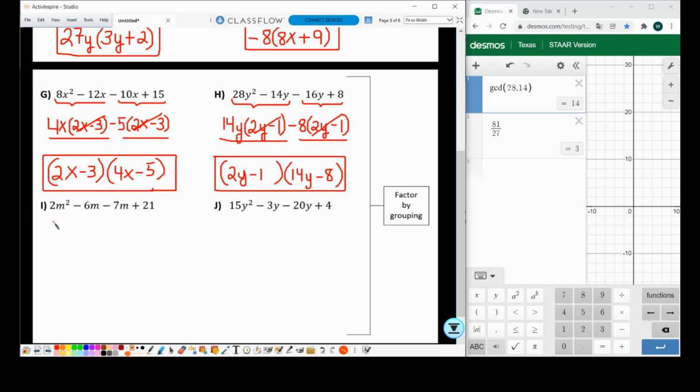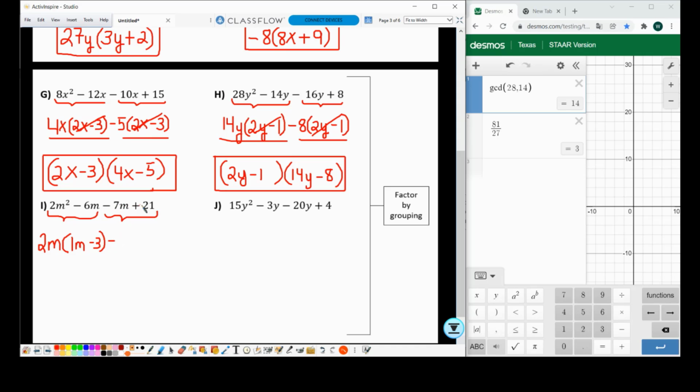Let's try it again with these problems right here. So first, I'm going to group them in pairs. I ask myself, what is the biggest number that divides 2 and 6? The biggest number is 2. Can I factor out an m? Yes, I can. Now that you know what to factor, open parentheses. 2m squared divided by 2m is 1m. Negative 6m divided by 2m is negative 3. If this is a negative, put a negative. If it's a positive, put a positive. In this case, it's a negative, put a negative.